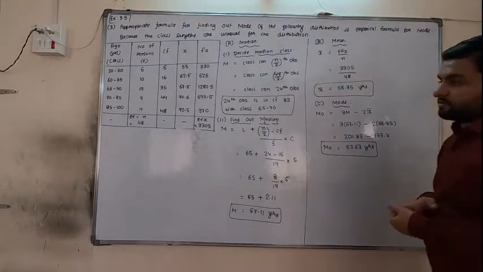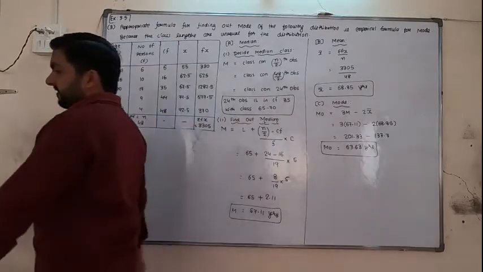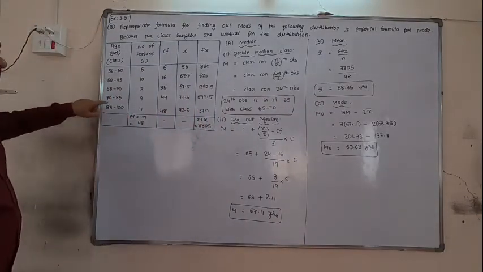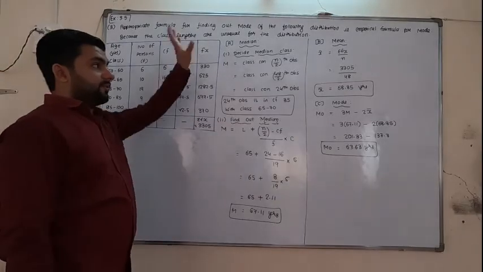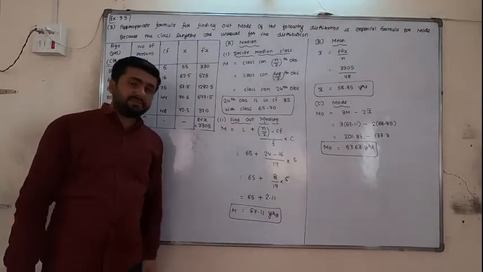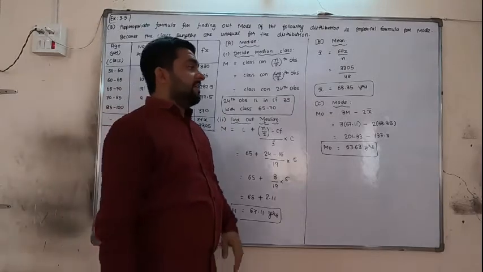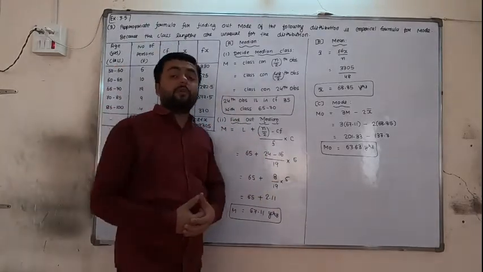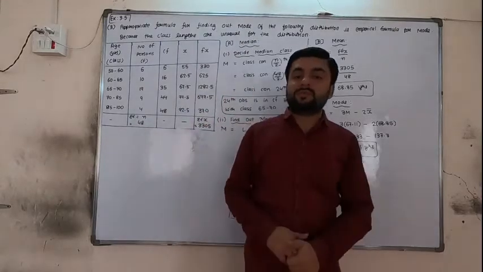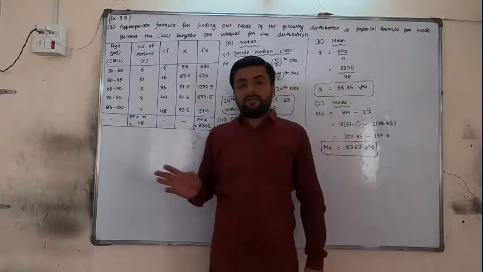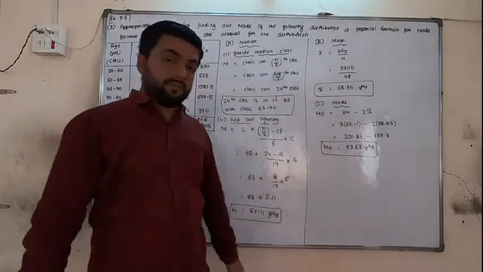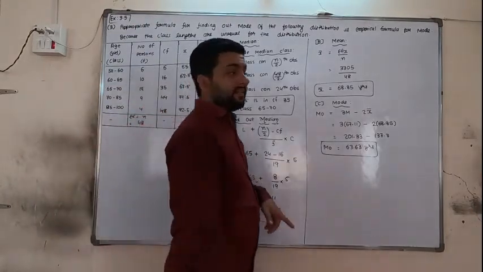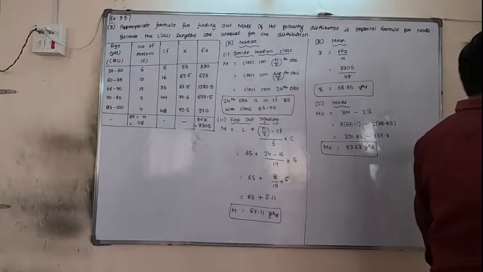So friends, this was our sum. In this sum they were asking which formula is proper. As the class lengths are unequal, the empirical formula is proper. First we found the median, then the mean, finally the mode. This can be used for raw and discrete data also. In raw data, if you want to find the mode using the empirical formula, the procedure is the same. In discrete data also, we have the same procedure.